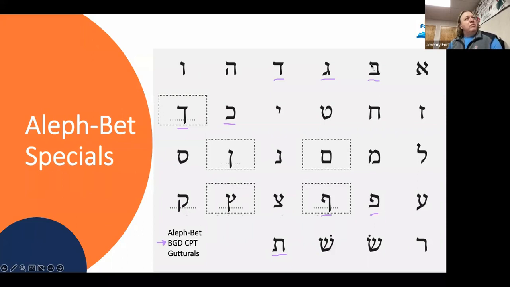And so right now, this bet would be pronounced with what letter sound? A V sound. And if I put a dagesh in the middle of it, a dot, a doubling dot, what does it sound like? Like a bet or like boy. What about a gimel? If I put a dot in here, does it change its sound? No. What about a dalet? If I put a dot in here, does it change its sound? Nope, it doesn't. Not today, it doesn't.